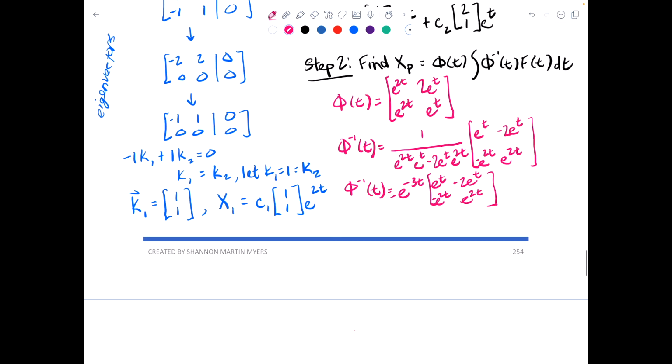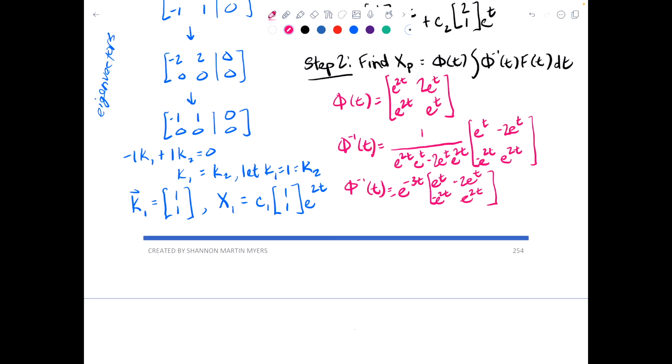Bringing in the negative e to the negative 3t, we will end up getting phi inverse at t is negative e to the negative 2t, and then a positive 2e to the negative 2t, a positive e to the negative t, and a negative e to the negative t.